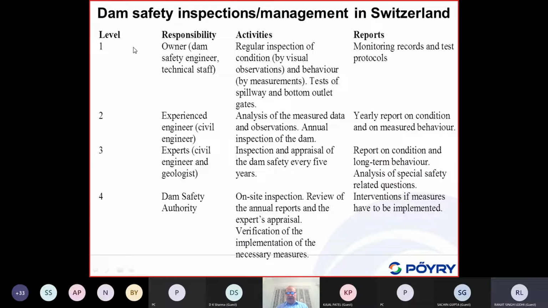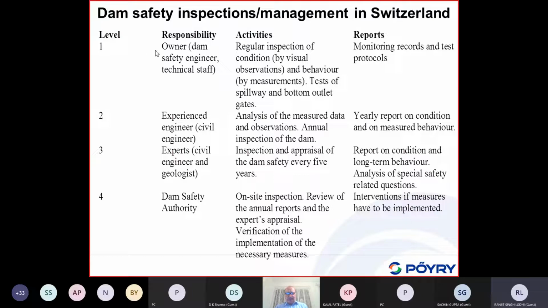Level one is the responsibility. What is given in this table is, on one hand, the different levels of responsibility. Then we have the people who are responsible for doing this work. Then there is a short description of the activities, and then the result of these activities.